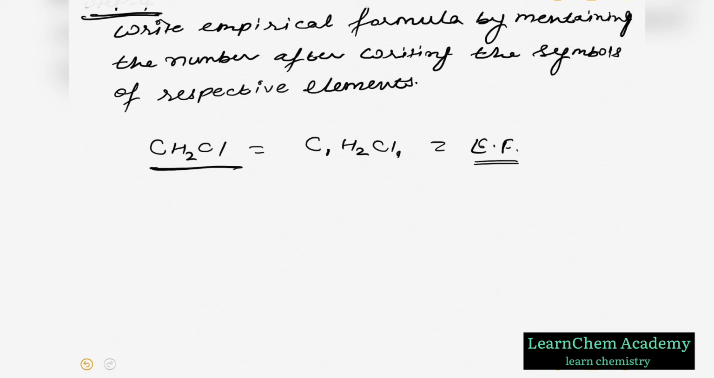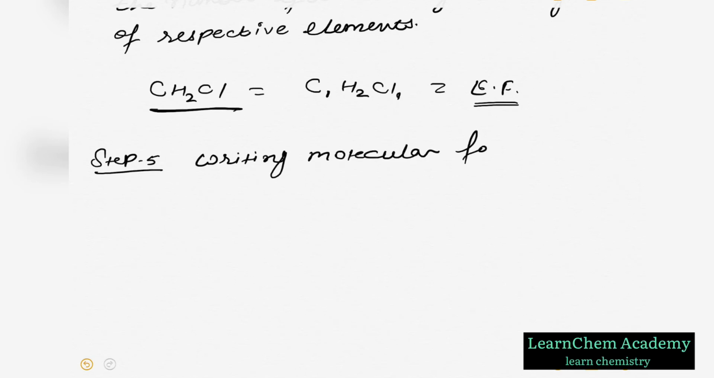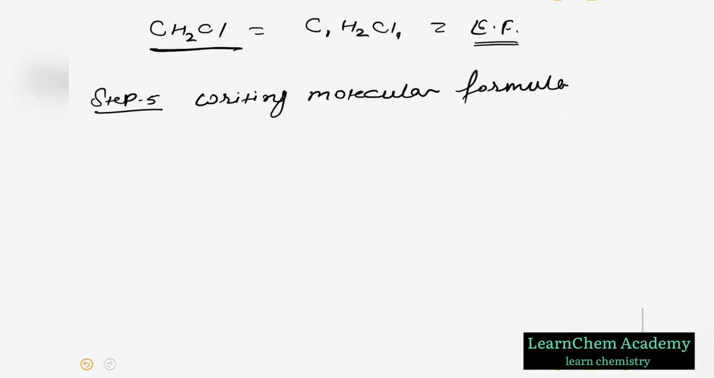Okay, now if we talk about the molecular formula, step 5 is writing the molecular formula. To write the molecular formula, our first step is to determine the empirical formula mass.